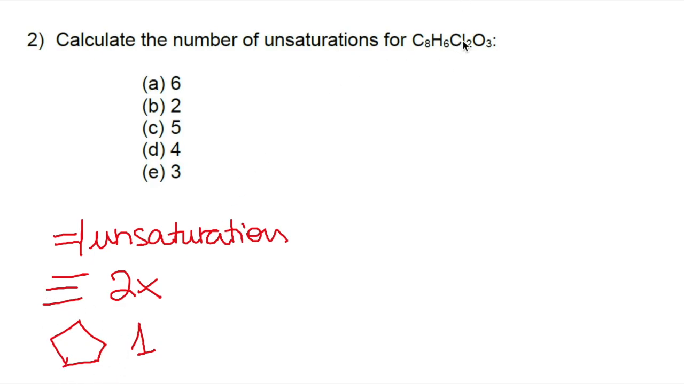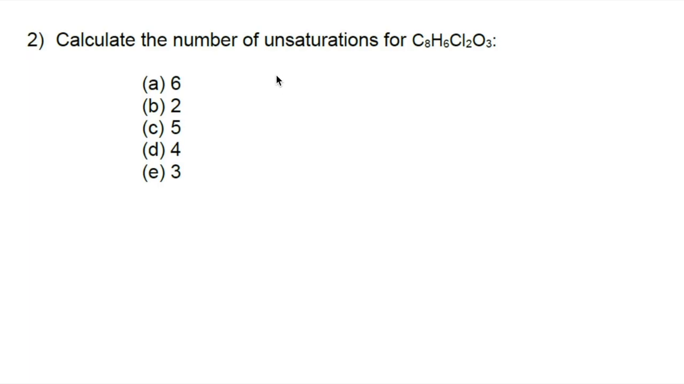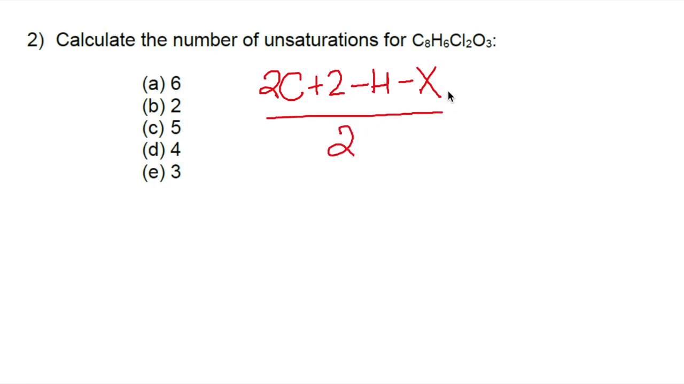But when we are given the formula, just as this one here, we use the formula. I'm going to remind you of it. It is 2 times the number of carbons plus 2, minus the number of hydrogens, minus the number of halogens, and the oxygens don't count. Then you divide this by 2. In the formula, you would add the number of nitrogens. In this particular case, we don't have any nitrogens.